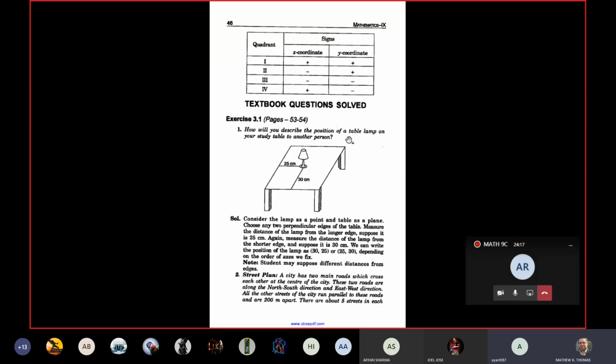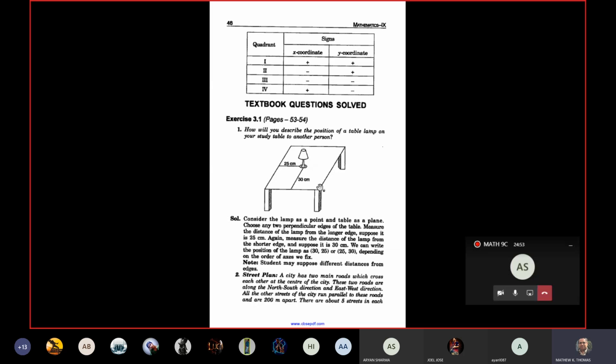So if you've understood, this is how you have to do. This is your table. You are standing here. This is your x-axis and this is your y-axis, isn't it? Then you will measure this distance and you will measure this distance. So this will become your x coordinate and this will become your y coordinate. So what is the position of the table lamp? Can you tell me? 30, 25 centimeters. If you are standing here, it's 30, 25. Okay, it depends on where you stand.